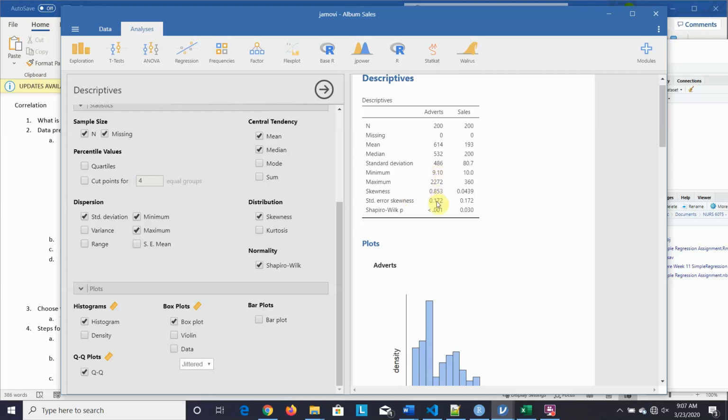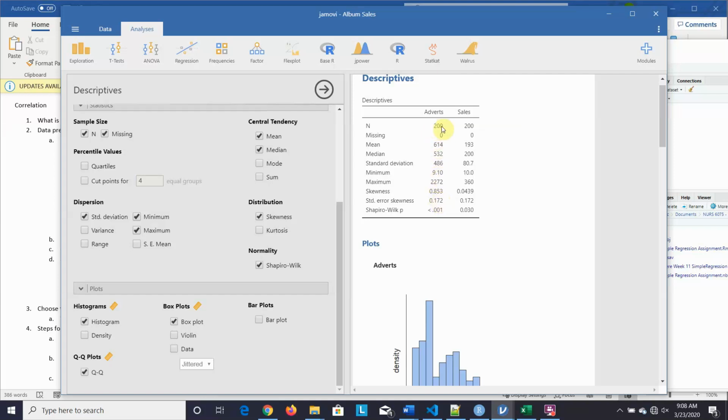If you remember when we're looking at normality, skewness is the one that really counts. We take this skewness and divide by the standard error, and we have 0.85 divided by 0.17, and that is definitely over 2. So I would be a little concerned about the normality of my adverts variable. It's not really normally distributed.